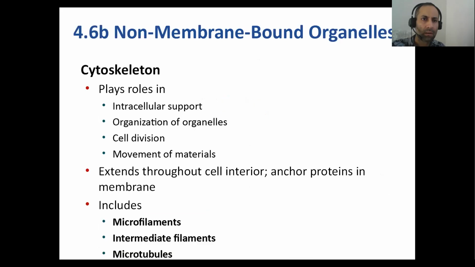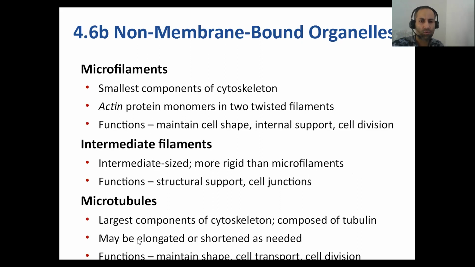All right. So then cytoskeleton is next up, which is a non-membrane bound organelle again, as we see here. And cytoskeleton has all of these functions. It functions in cell division, like we talked about with centrosomes and so on, movement of materials, intracellular transport, and all that. And there are 3 types that make up the cytoskeleton: the microfilaments, the intermediate filaments, and the microtubules.